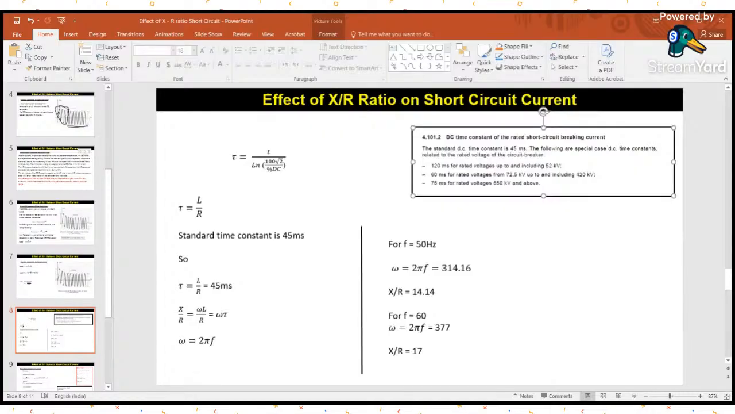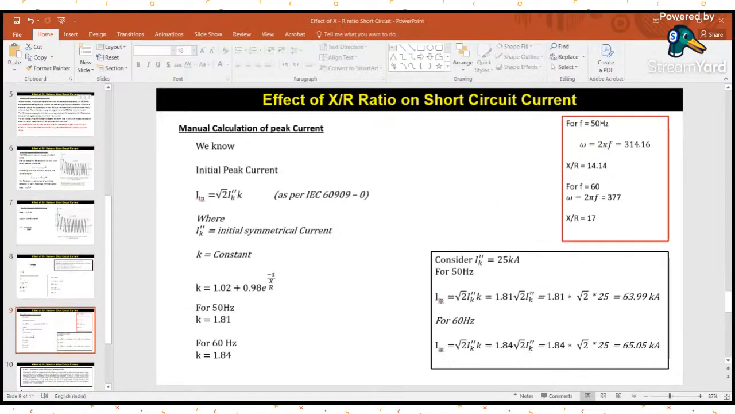So X by R is equal to omega times tau, where omega is this value and tau is our 45 milliseconds. When we multiply this, you will get 14.14. Similarly for 60 hertz, you will get an X by R ratio of 17. I have told you in earlier slides that our X by R ratio depends on the frequency, and there is a different value for 50 hertz and a different value for 60 hertz.